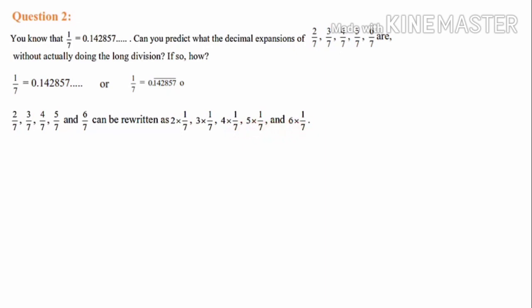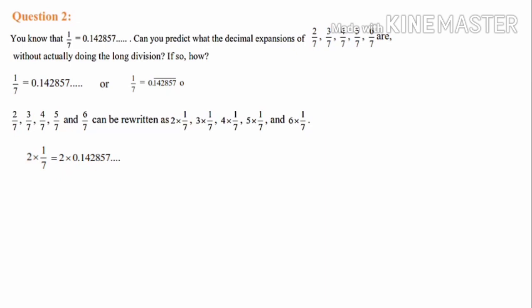Simply what we have done is we are just separating 1 by 7 from each of the fractions. From the first fraction, if you separate 1 by 7, we will get 2 into 1 by 7. When you multiply 2 into 1, 2 by 7 we will get. So we separated 2. And in the next fraction, we are separating 3. That means 3 into 1 by 7 we will get. And continuing the process, 6 by 7 becomes 6 into 1 by 7 when you separate 6 from 6 by 7.